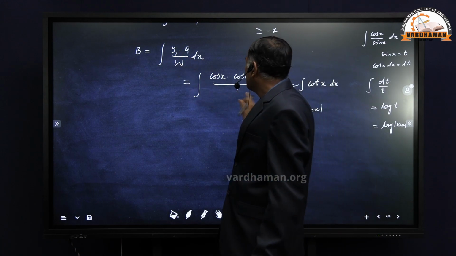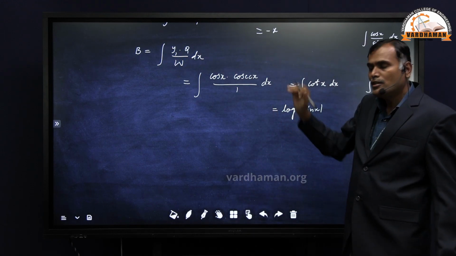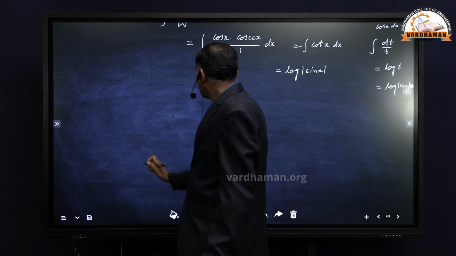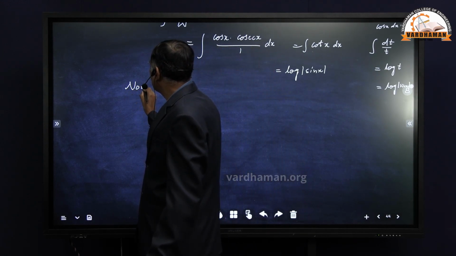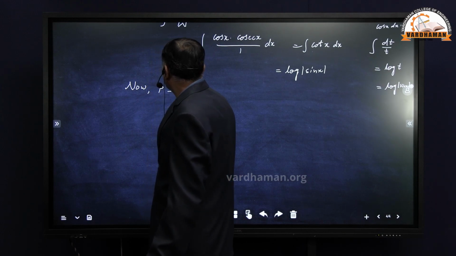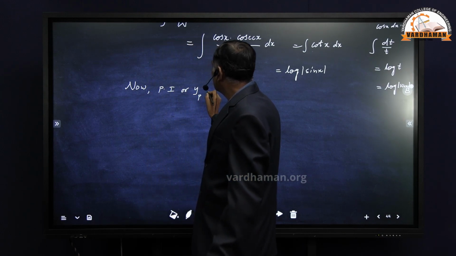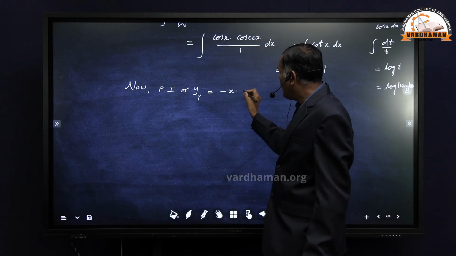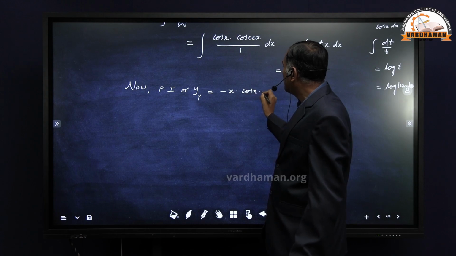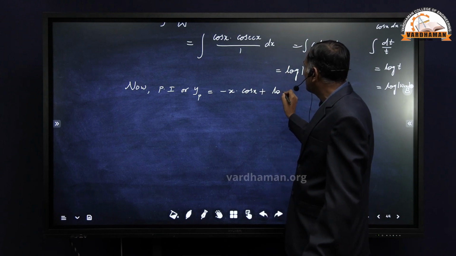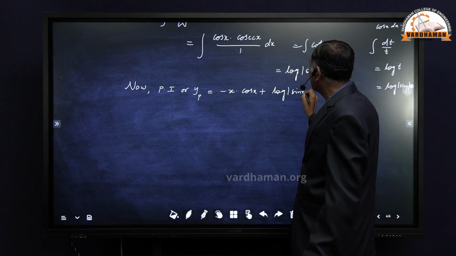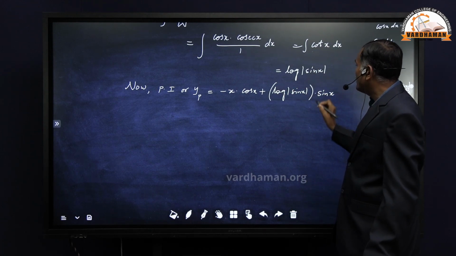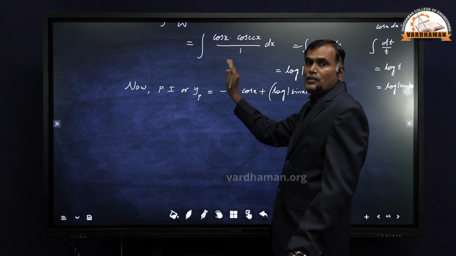Now this is b. After finding a and b, write them down in PI. Now PI equals a into y1, where a is minus x and y1 is cos x, plus b, that is log sin x, into y2, that is sin x. Now this gives the PI of the given problem.